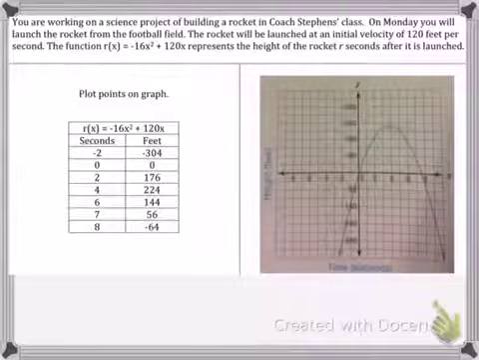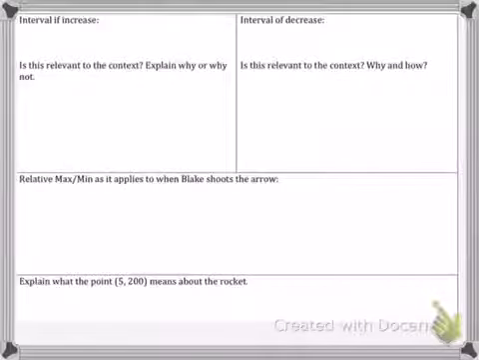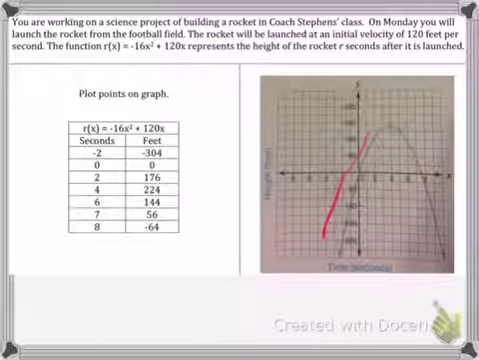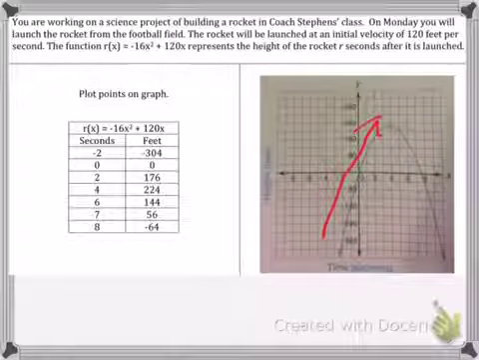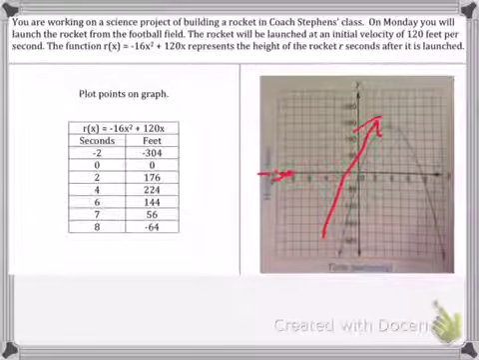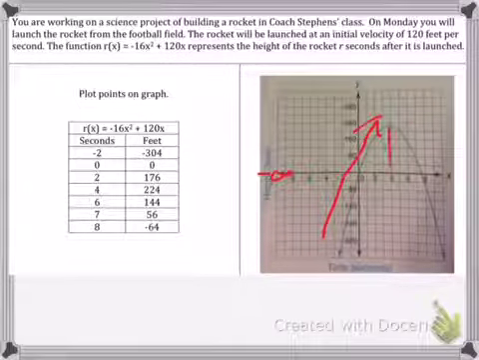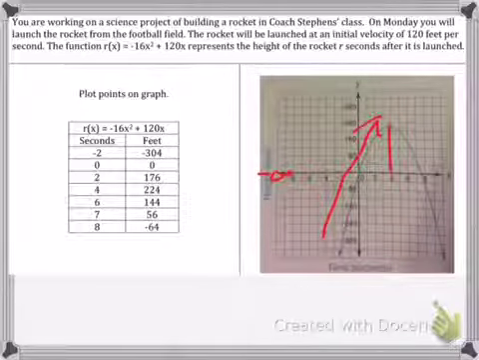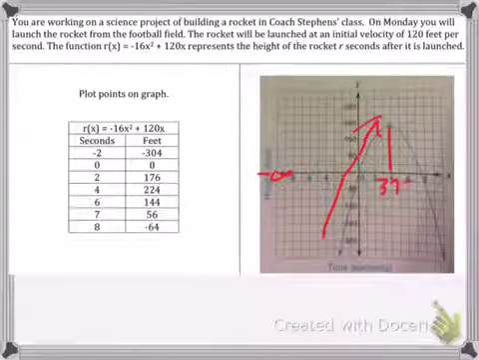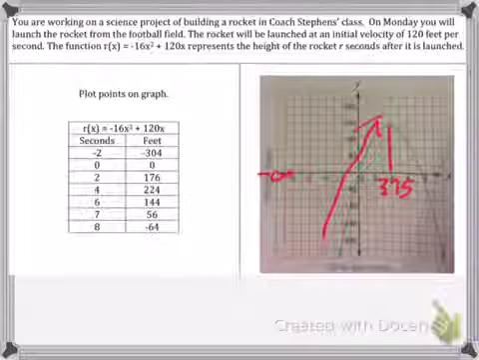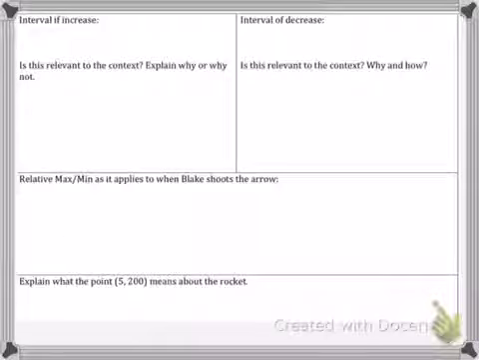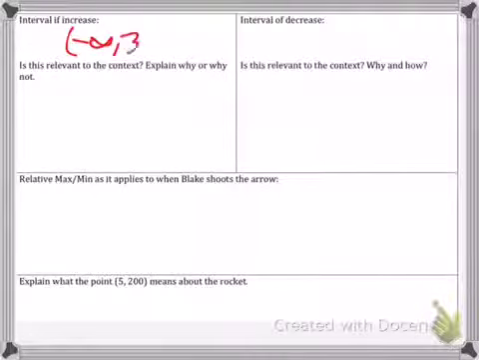There's our graph again and our table. Alright, it says interval of increase. So our interval of increase, you can see the graph is going up right here from left to right, and so that is from negative infinity to our point right here, almost to 4, so 3.75. It's increasing to the maximum point. So our interval of increase is negative infinity to 3.75.